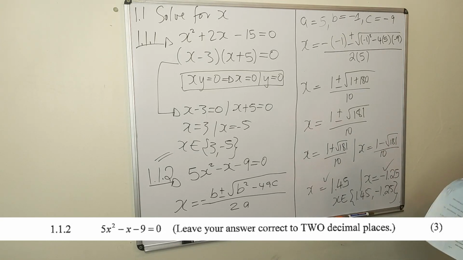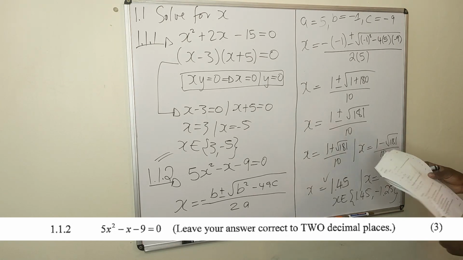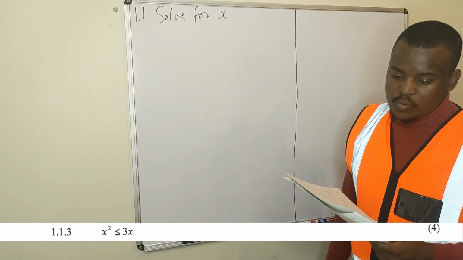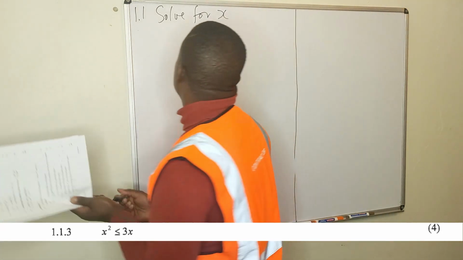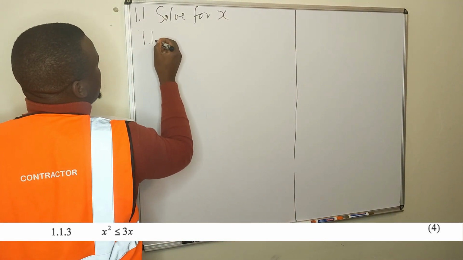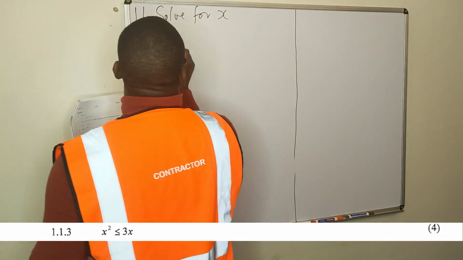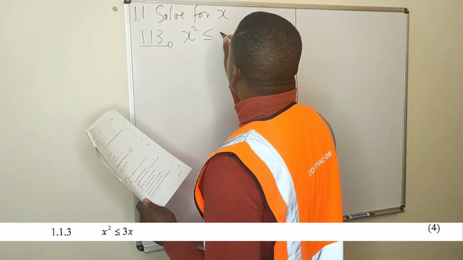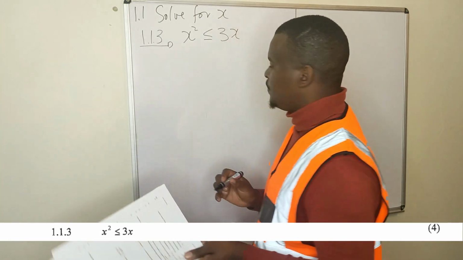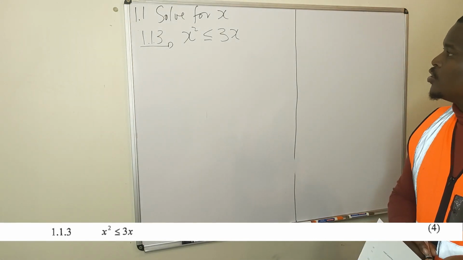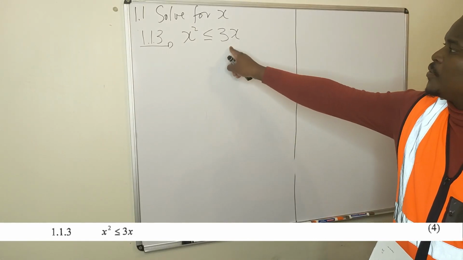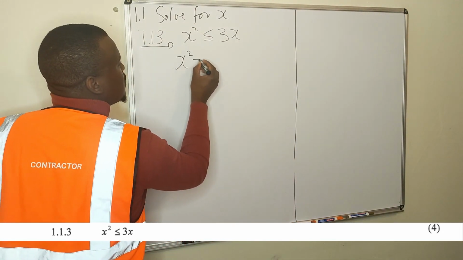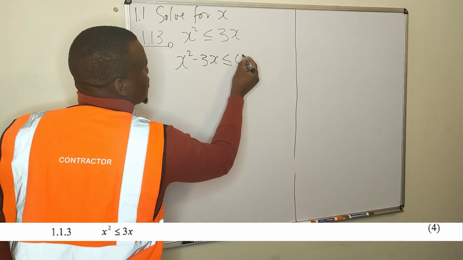Now we move to 1.1.3, still solving for x. So 1.1.3 is a quadratic inequality, right? You are given x squared to be less or equal to 3x. So what do you do? First, transpose this to the left. So we have x squared minus 3x less or equal to 0.